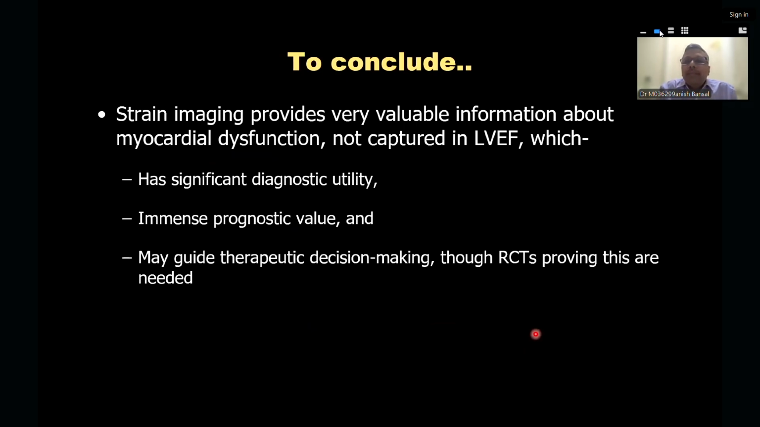So just to summarize, strain imaging provides very valuable information about myocardial dysfunction, which is not captured in LVEF. This additional information has significant diagnostic utility. It has immense prognostic value and may also help guide therapeutic decision making in these patients, although RCT data is currently lacking in this field.